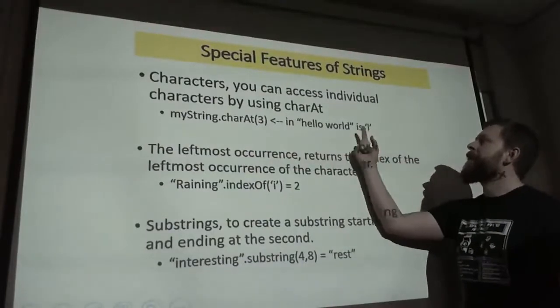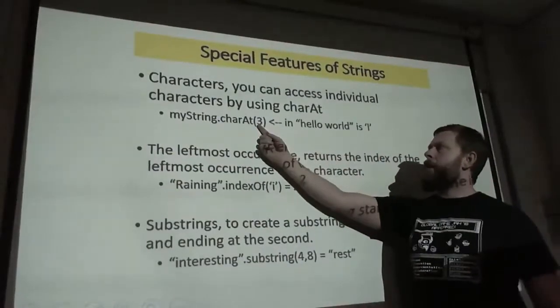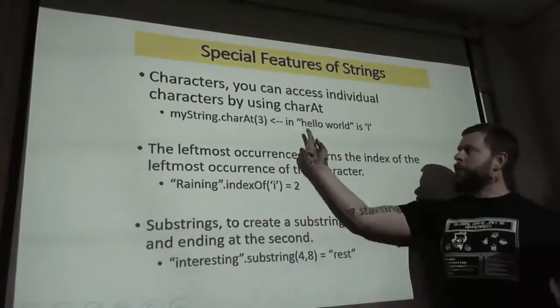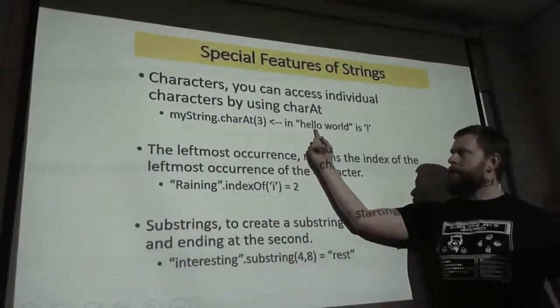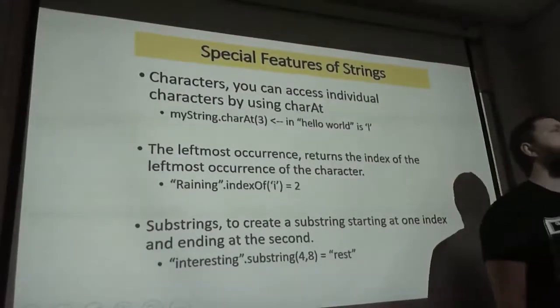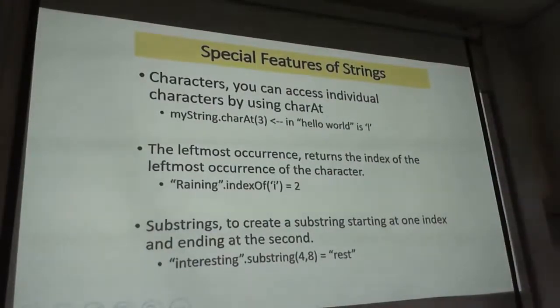So if I send in charAt 3 here, where the string has the value hello world, what happens is it goes 0, 1, 2, 3. That's the third index. It's going to return back the second L from that. And remember that it's going to count from 0, not from 1.